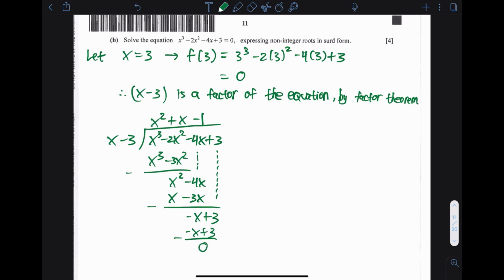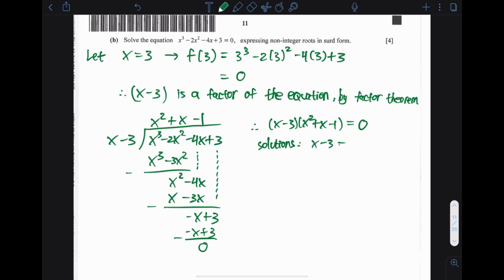No remainder, so it's perfect. So we can conclude that the factors are x minus 3 and x squared plus x minus 1 equate to 0. So the solutions are, let each of the brackets be 0.